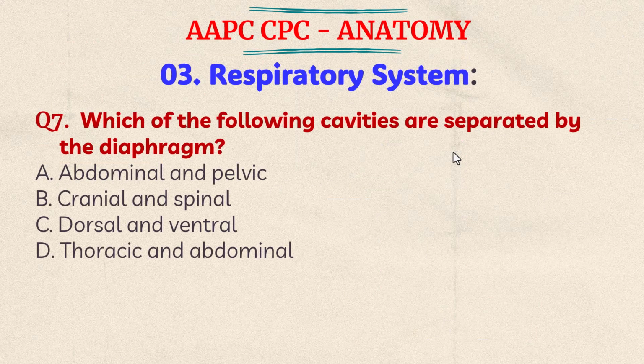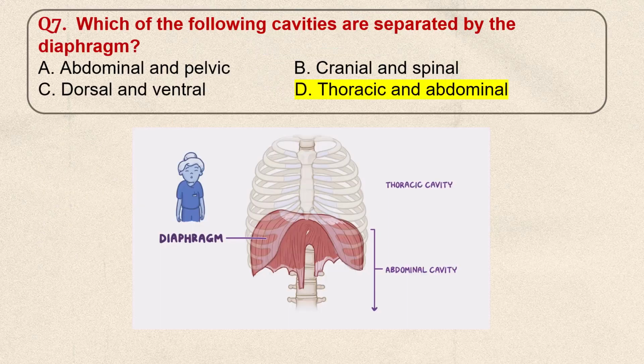Question number 7. Which of the following cavities are separated by the diaphragm? A. Abdominal and pelvic. B. Cranial and spinal. C. Dorsal and ventral. D. Thoracic and abdominal. Think the answer. The correct answer is D.